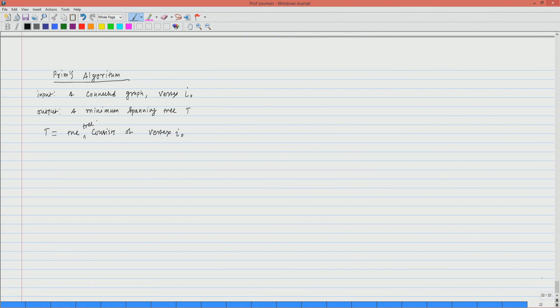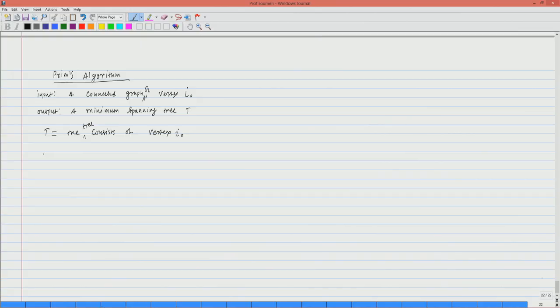So, if the graph G has n vertices, then the tree will have n minus 1 edges, because we know that a tree with n vertices has n minus 1 edges. So that is why we have this while loop: while the cardinality of T, the set of tree edges, is less than n minus 1, you do the following.